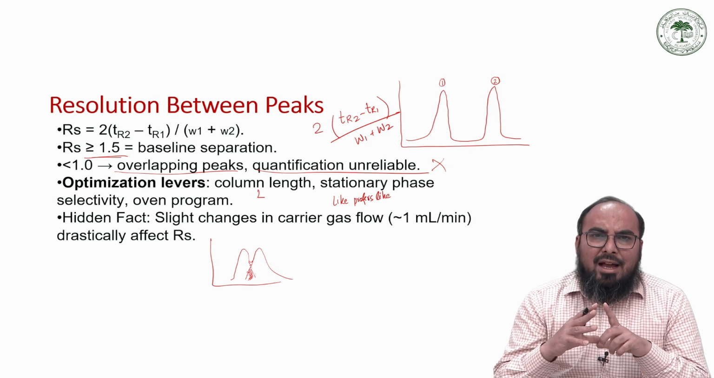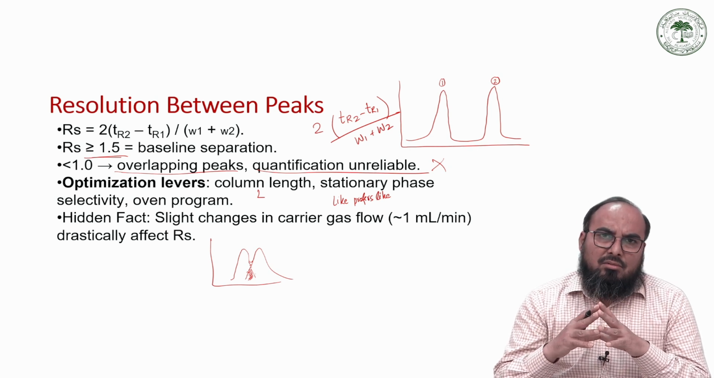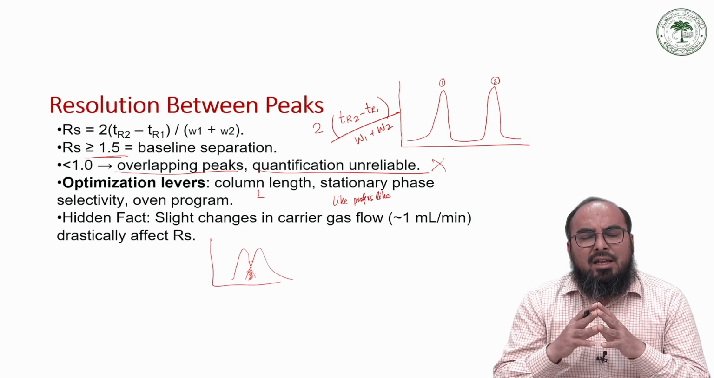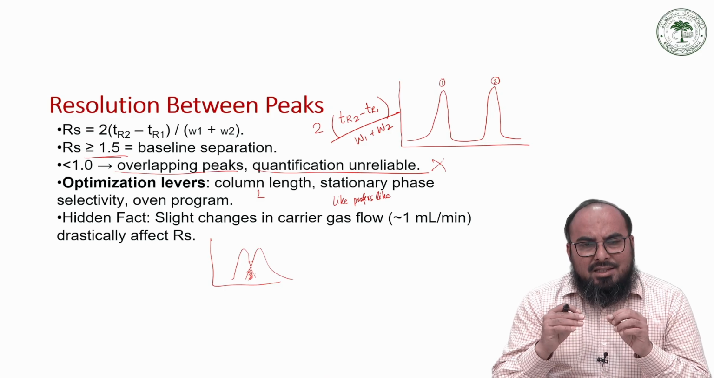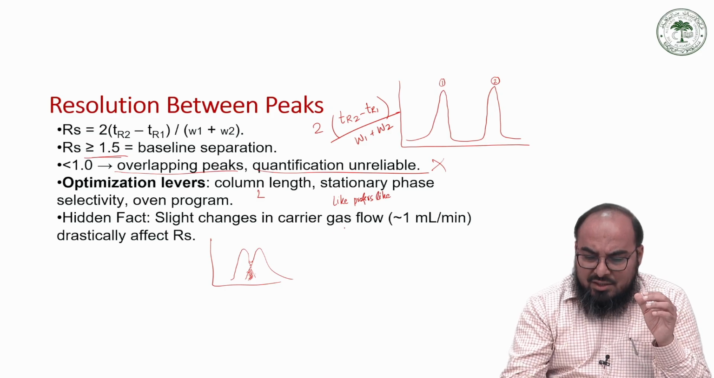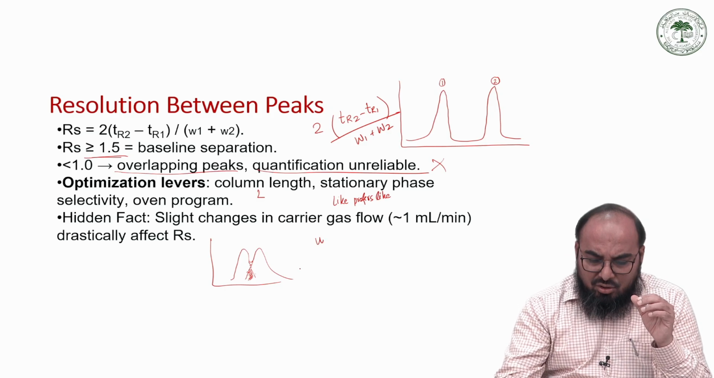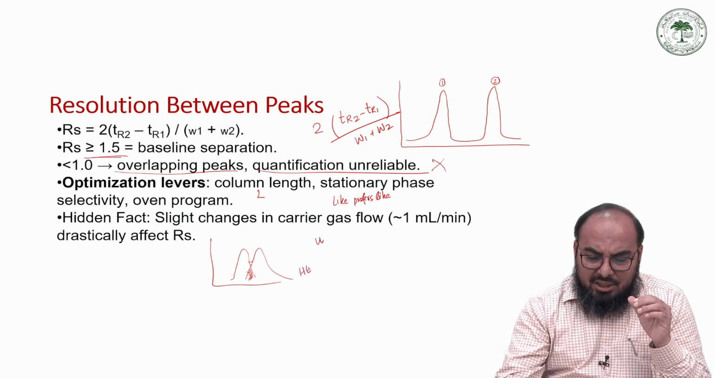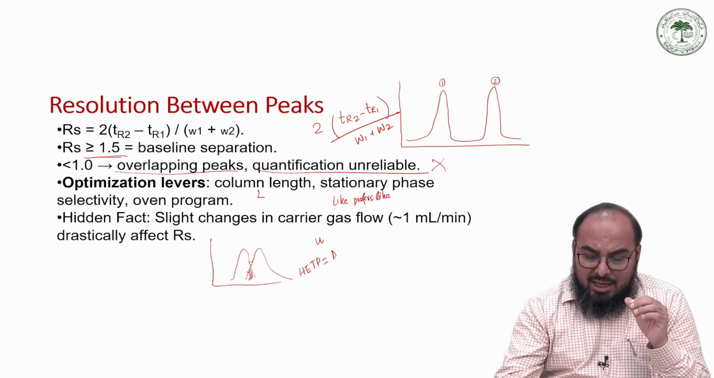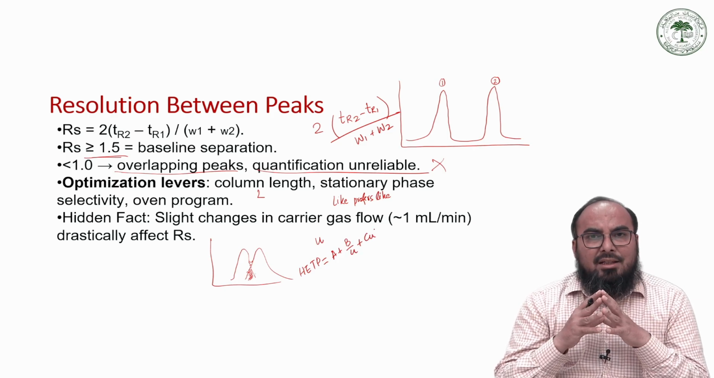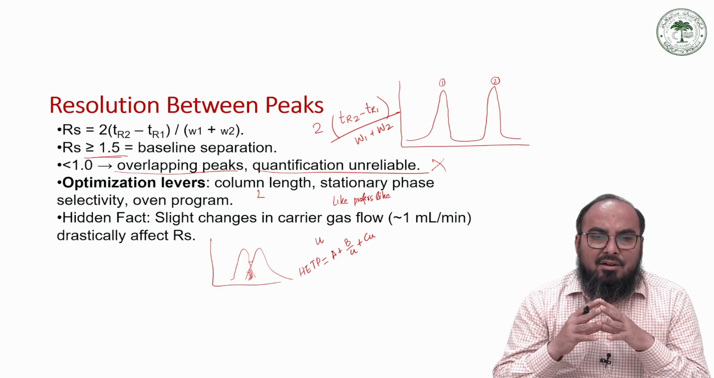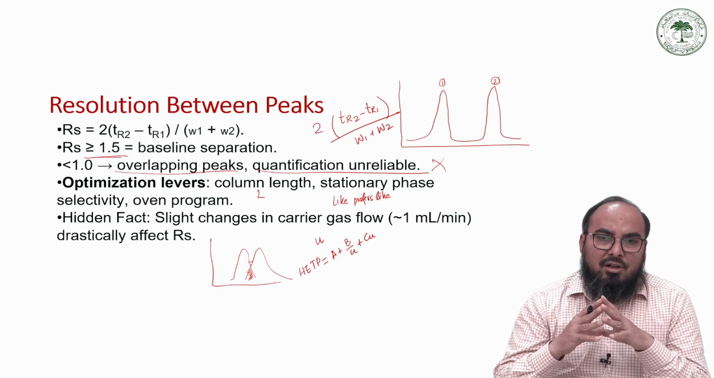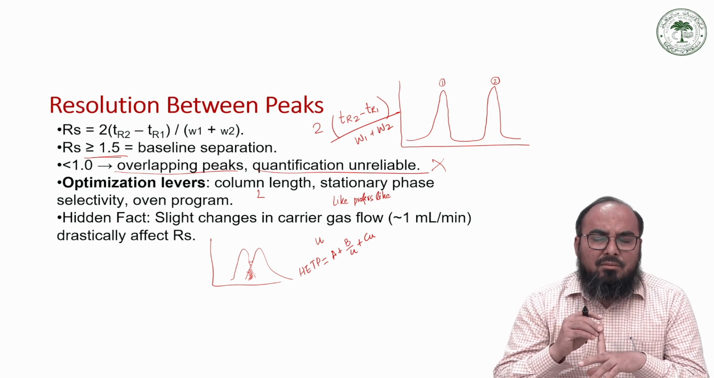Similarly, you have to have good temperature control. That is, your oven must be in an isothermal condition at a constant temperature. So a slight change in carrier gas flow matters, because that is HETP. Remember, that is A plus B upon u plus Cu. So Cu, again, that is the carrier velocity. That is very important. A small change can drastically change the resolution. So you have to look at the length of the column.